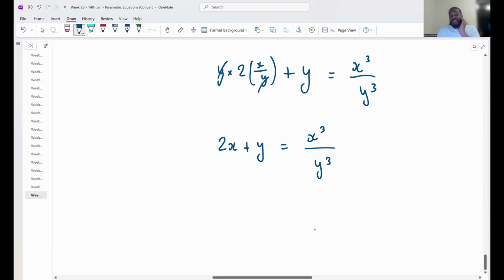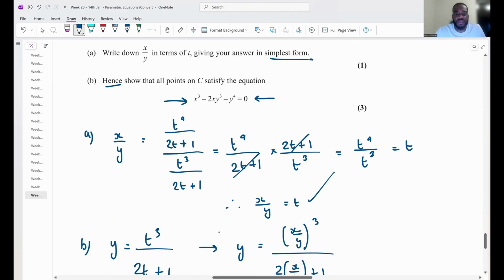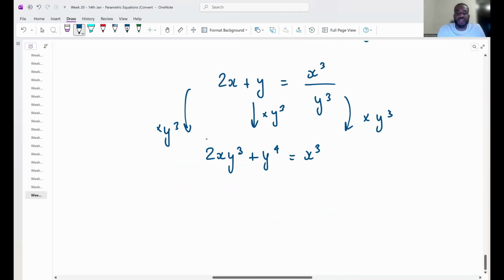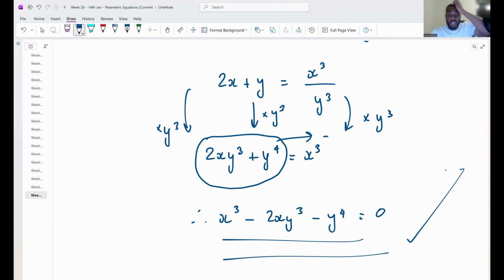And then if I times by y cubed, then it would be 2xy cubed plus y to the 4, because I'll times that, wouldn't I? Y to the 4 is going to equal x cubed. So therefore, what do they want? They want x cubed to be positive, the other one's negative. So therefore, move these two to the right by taking them away. It's going to give you x cubed minus 2xy cubed minus y to the 4 is equal to 0. And that is our answer, isn't it?